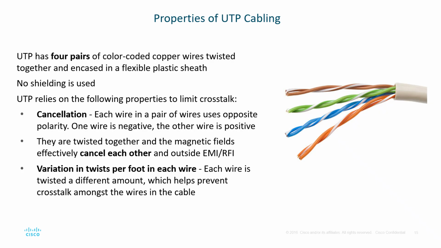So you can see here, you have a twist here, twist here, here, and here. This one has more. This one is still offset. Then this one is even further away. So all of this helps with crosstalk, which is interference.